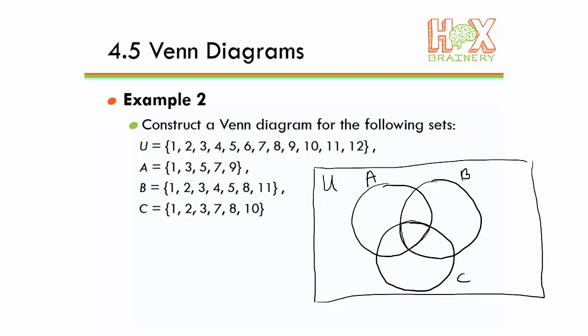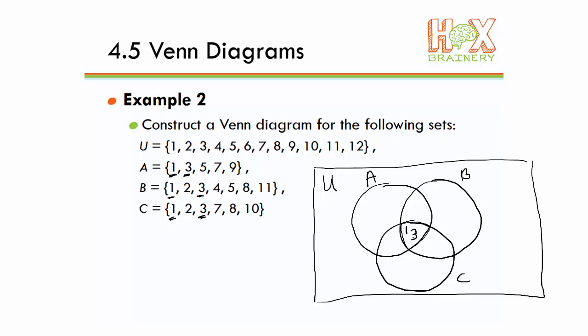And then we're going to start with this innermost region right in here. So we're looking to see where all 3 sets, A, B, and C, overlap. Is there an element that's in all 3 of those sets? We do have the element 1, that's in all 3. And so is the number 3. That element is in all 3 sets. So we're going to put a 1 and a 3 inside there.